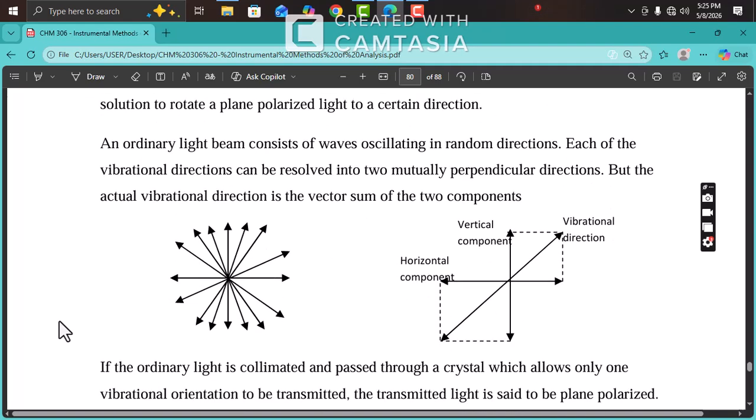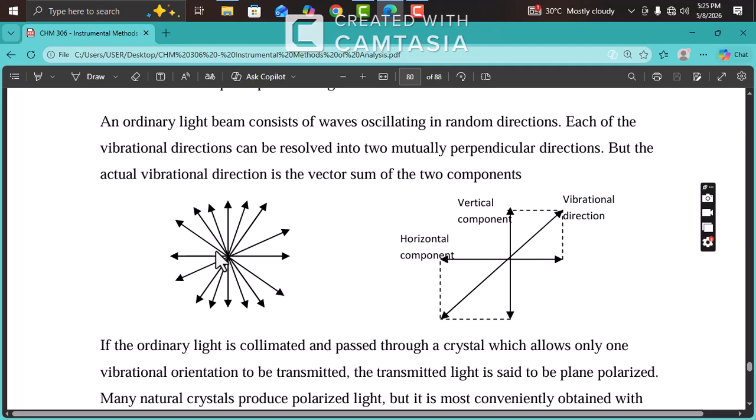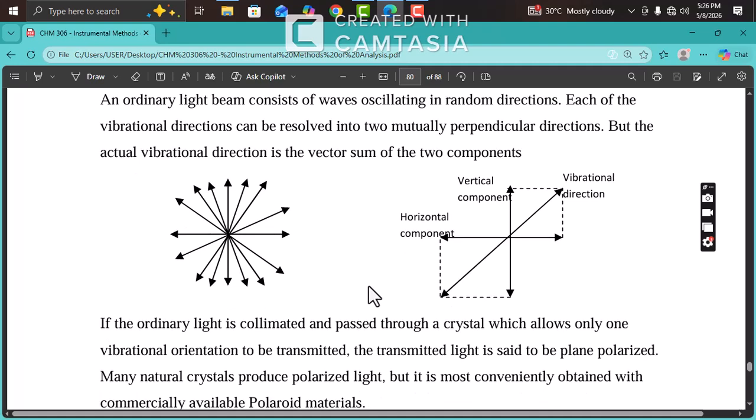This is your ordinary light, and here you can see that it is oscillating in random directions. But in the next diagram, it is resolved. It is properly resolved, and so the light has its own plane, in two different directions. You can see two different directions, this and this. So that is what it means.